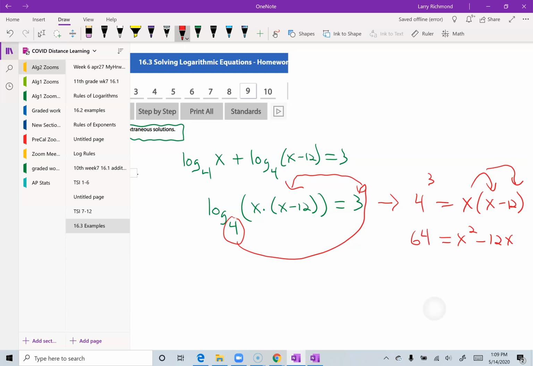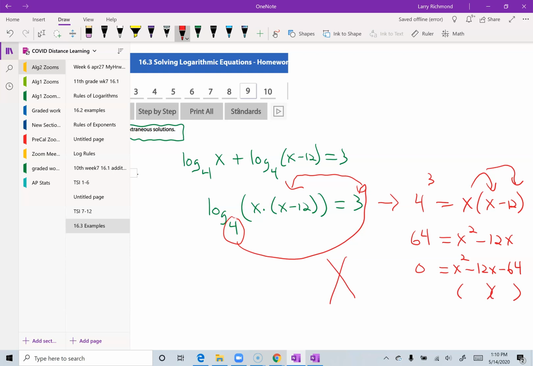We have a quadratic, so we should set our quadratic equal to 0. I'm going to subtract 64 on both sides. So I get 0 is equal to x squared minus 12x minus 64. We can think quadratic formula. Maybe this thing will factor. And I think it's going to be factorable. So I'm going to try to factor this trinomial.